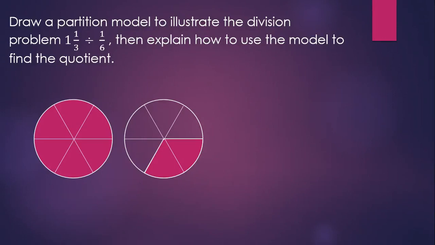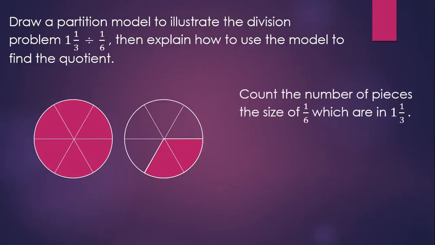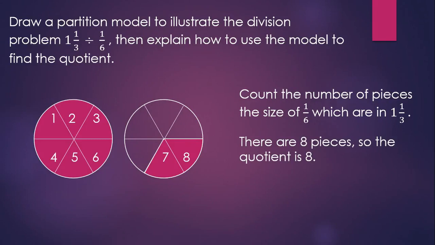Now let's explain how to use it. In order to use this, we have to count the number of pieces that are the size of 1/6, which are in 1 1/3. If we count those pieces, we'll see that we have 8 pieces. So to use the model, we have to say that since there are 8 pieces, the quotient must be 8. There are 8 pieces that are the size of 1/6 inside our 1 1/3.